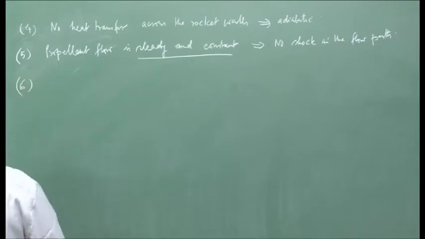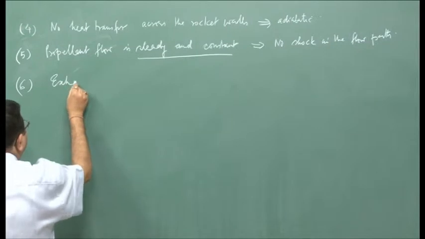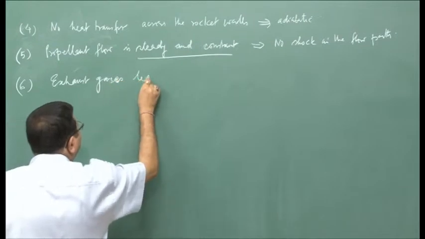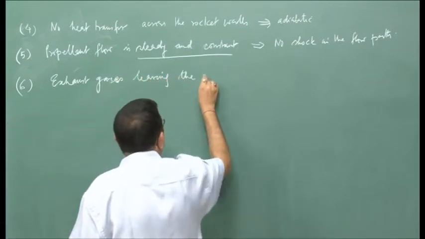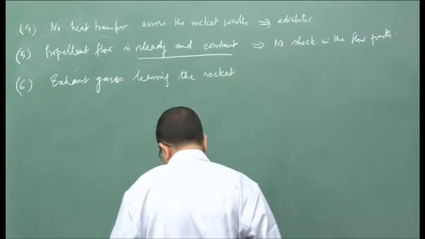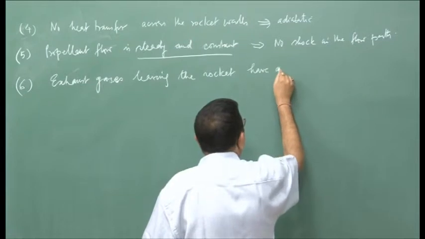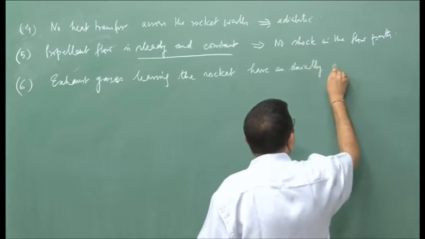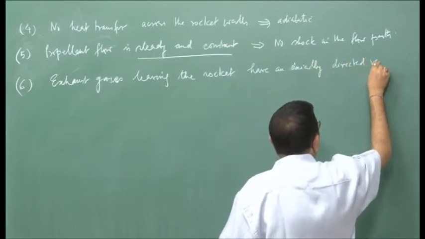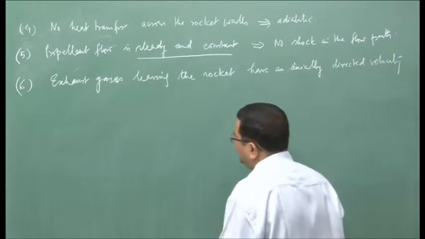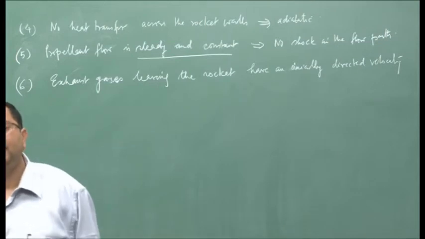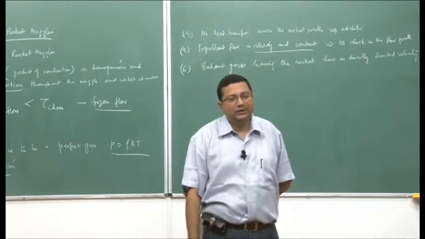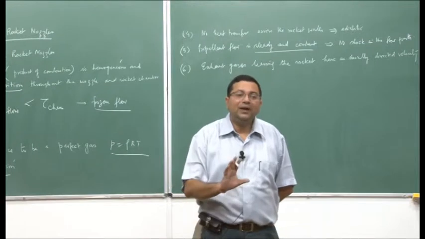Then the sixth point is, the exhaust gases leaving the rocket have an axially directed velocity. Now, what do we mean by that? That the flow of the gases coming out of the rocket is predominantly in the axial direction. It essentially allows us to consider the flow to be quasi 1D.